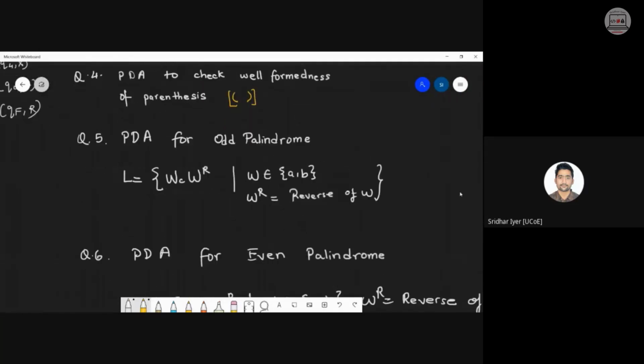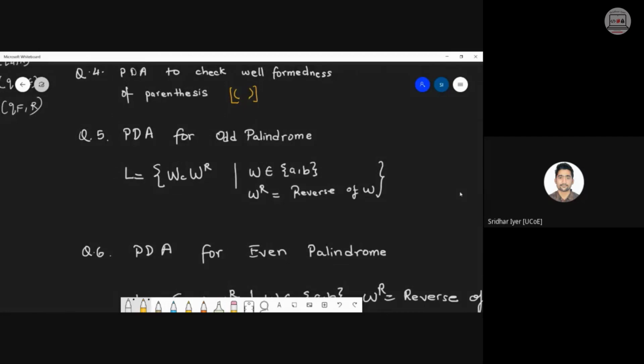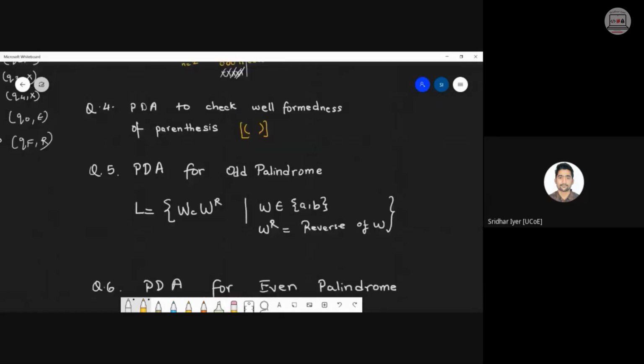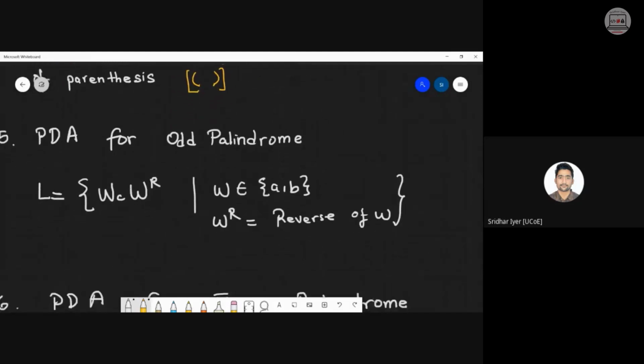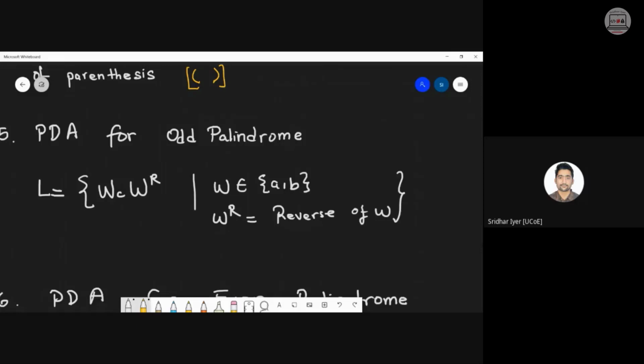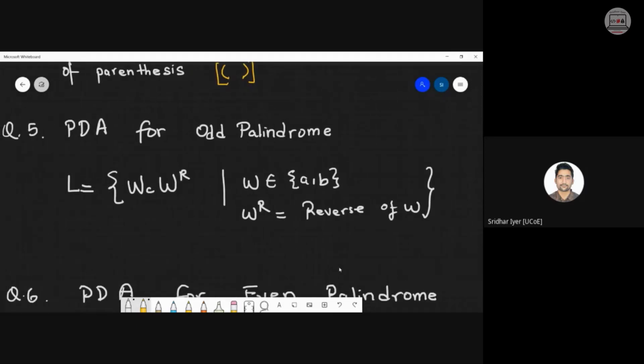Question number 5 is all about an odd palindrome, and question number 6 is all about an even palindrome. Now you might be aware of what a palindrome is, right? Whatever we write, the reverse is also the same. In this case, the palindrome is represented by WCWR, where W is a combination of A and B. So it can be any combination of A's or B's. Similarly, WR is the reverse of W.